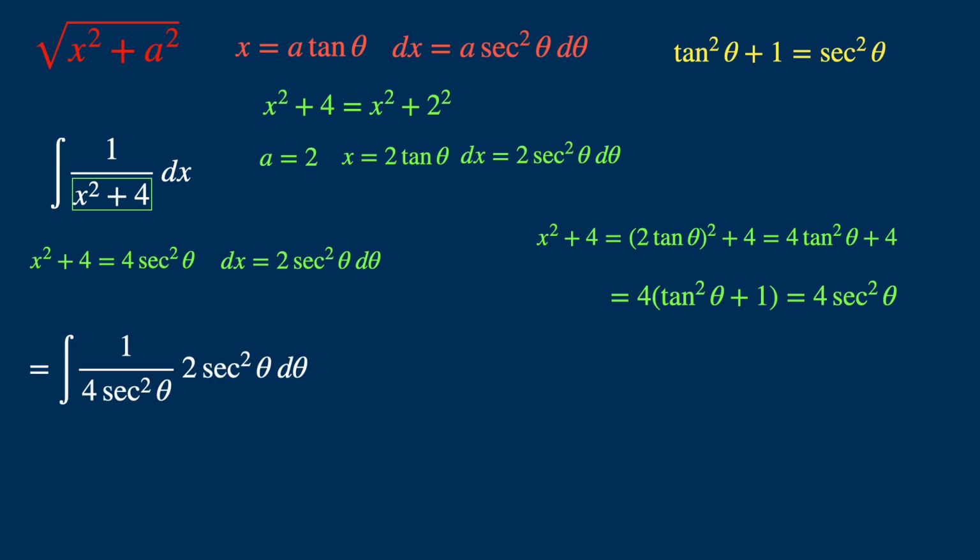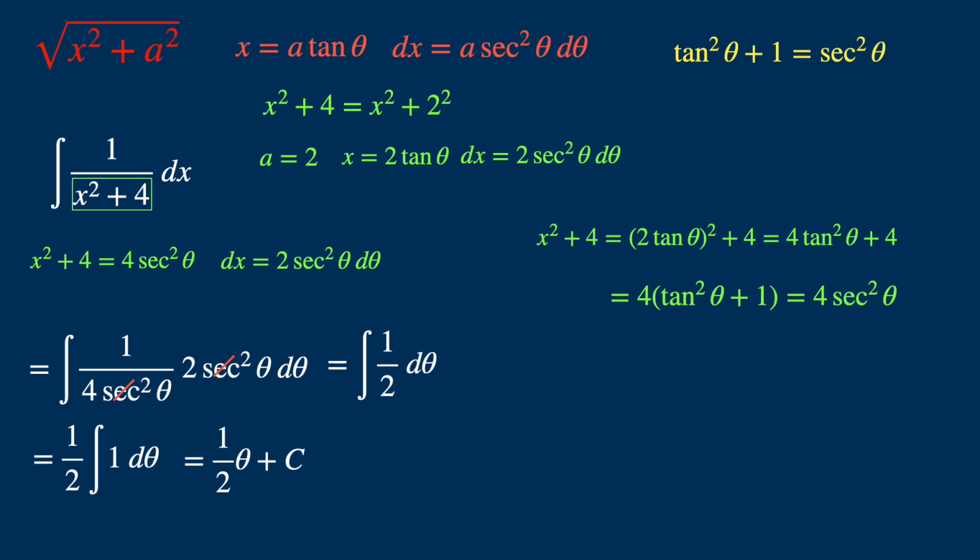So what do you have now? Integral of 1 over 4 secant squared theta times 2 secant squared theta. What cancels out? Secant squared theta cancels out. 2 divided by 4 is 1/2 d theta. So 1/2 is taken out in front of the integral, 1/2 integral of 1 d theta. What is the antiderivative? The antiderivative of 1 is theta. You have 1/2 theta plus C. Now you have to find theta, right?